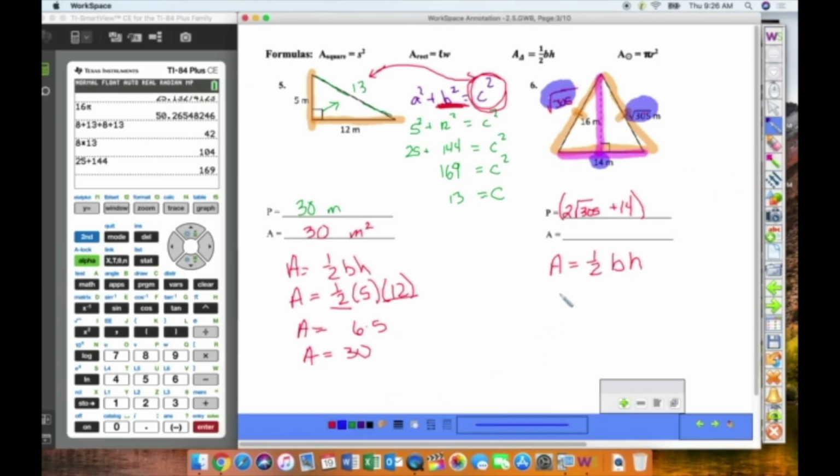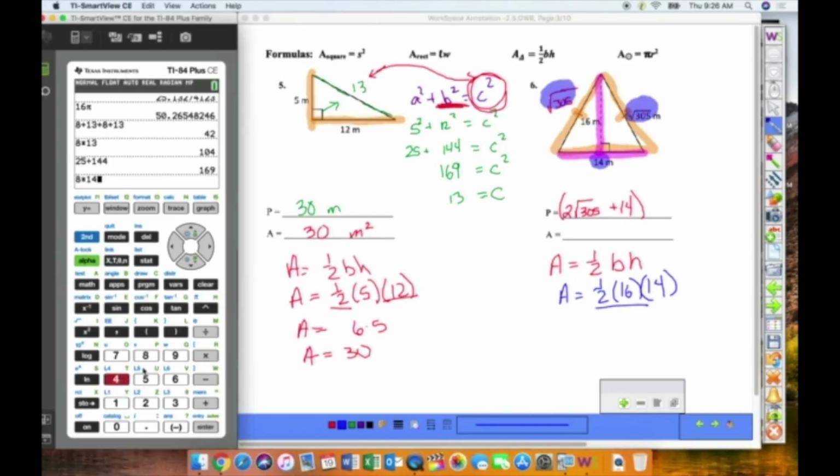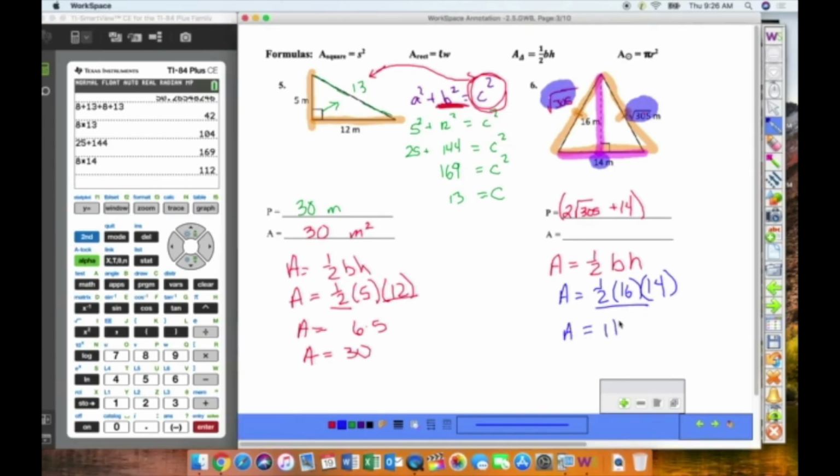So the area will equal 1/2 times 16 times 14. And what I'm going to just punch in my calculator is 8 times 14. Like I can do that mentally, but 8 times 14 right there is a juicy 112. Boy, I said juicy a lot today. 112. So 112 meters squared.